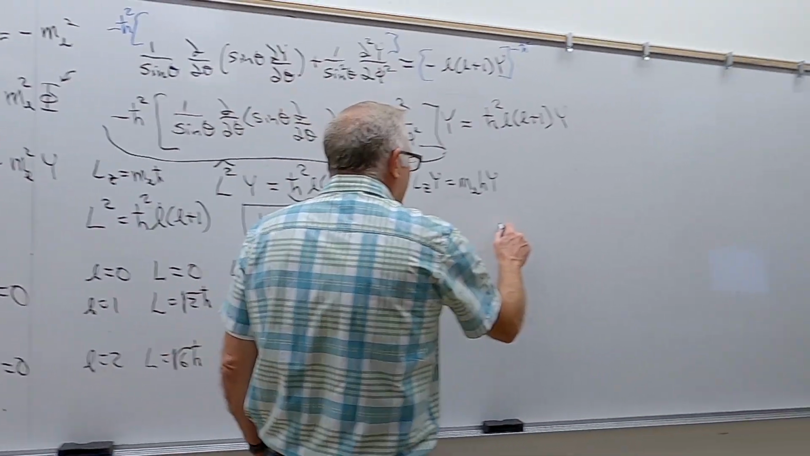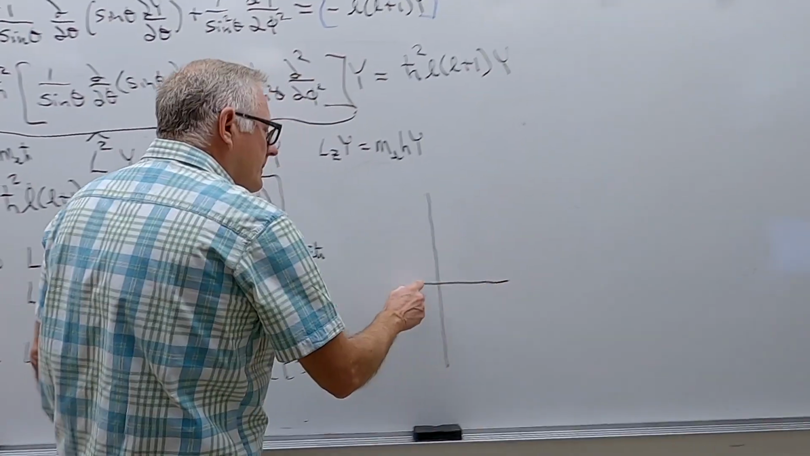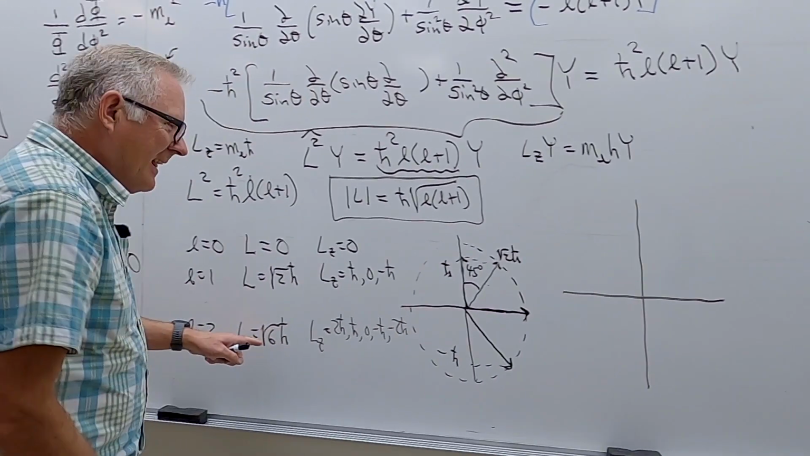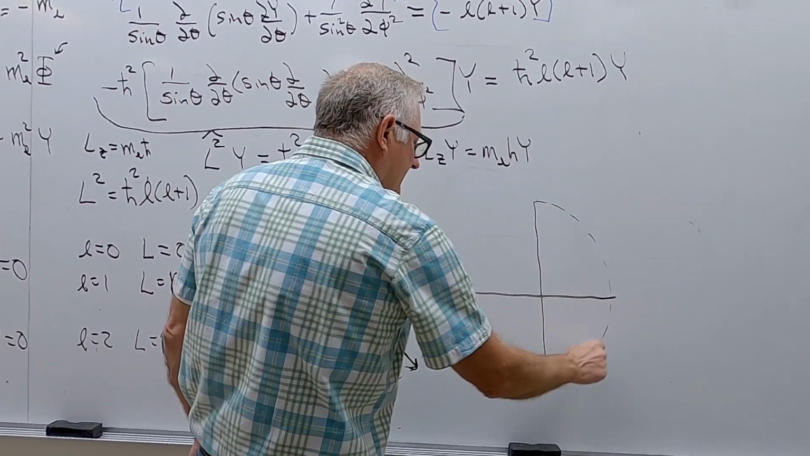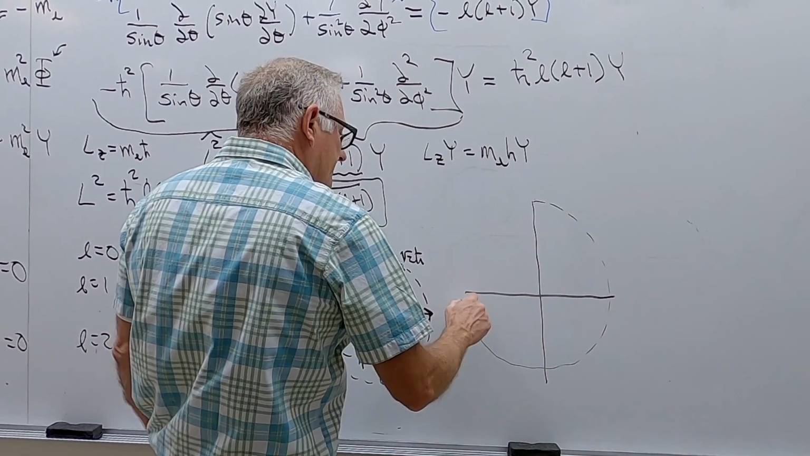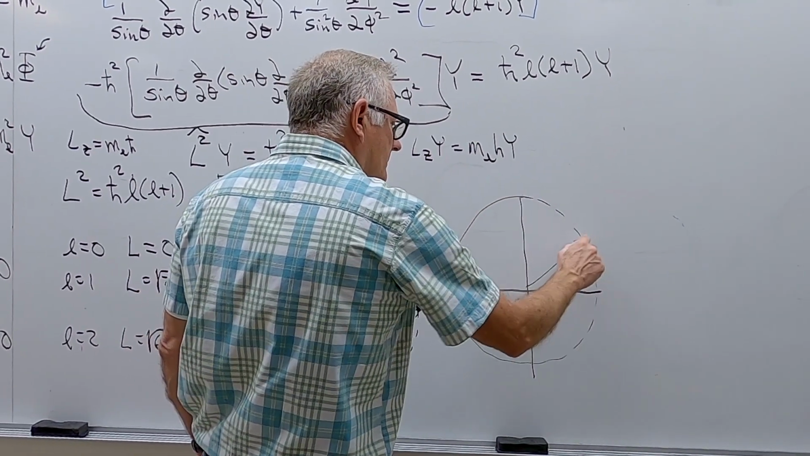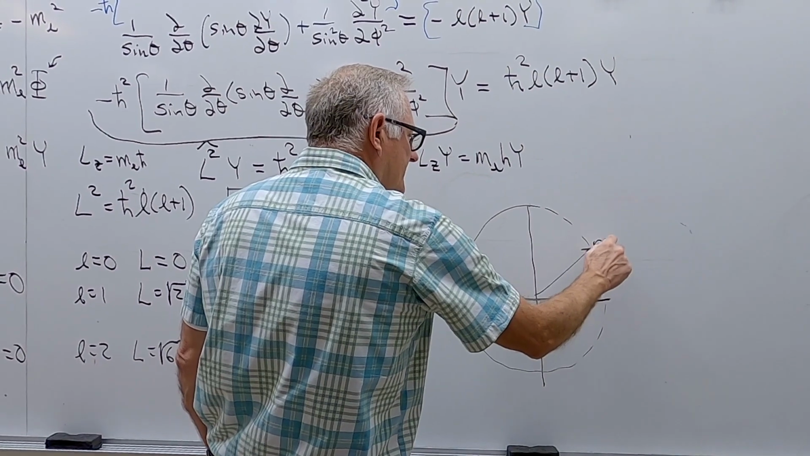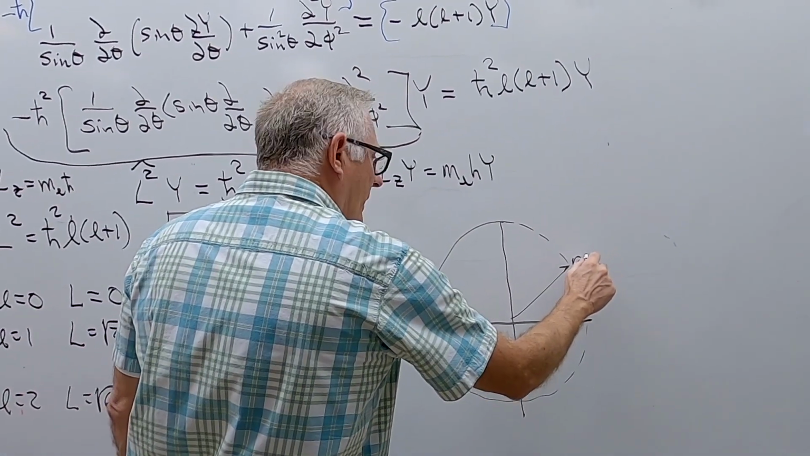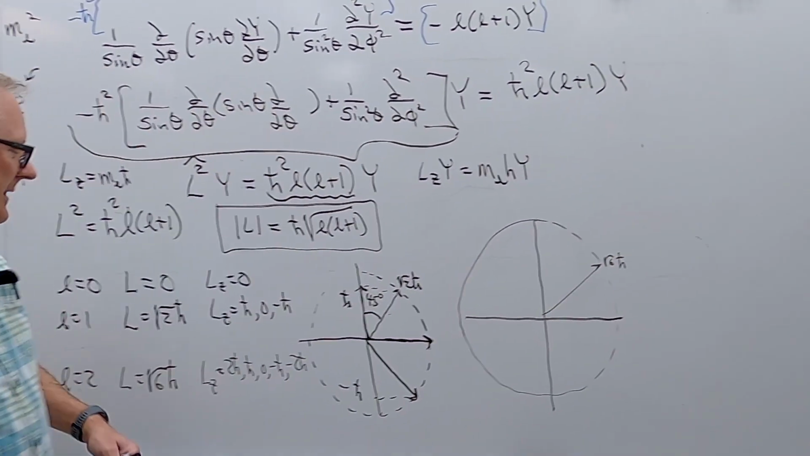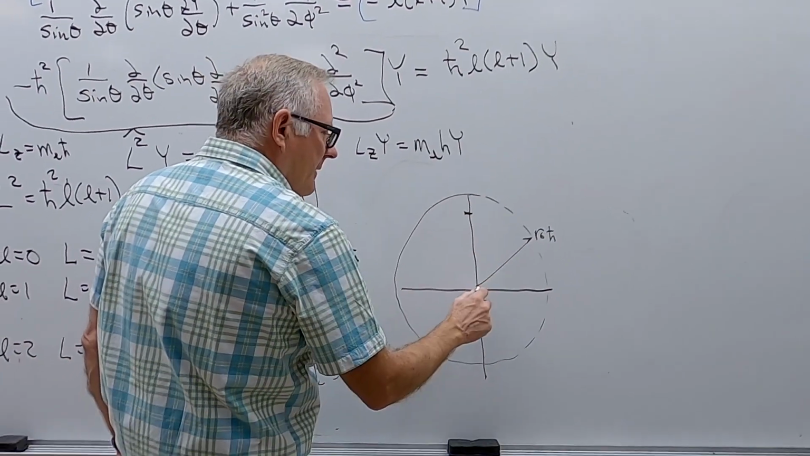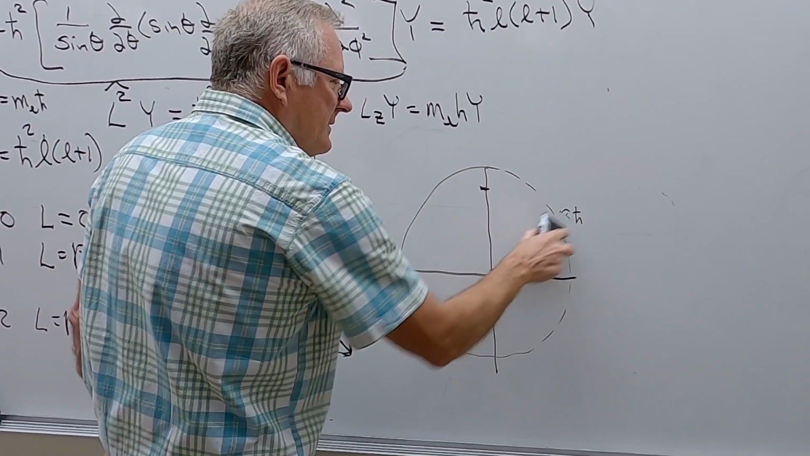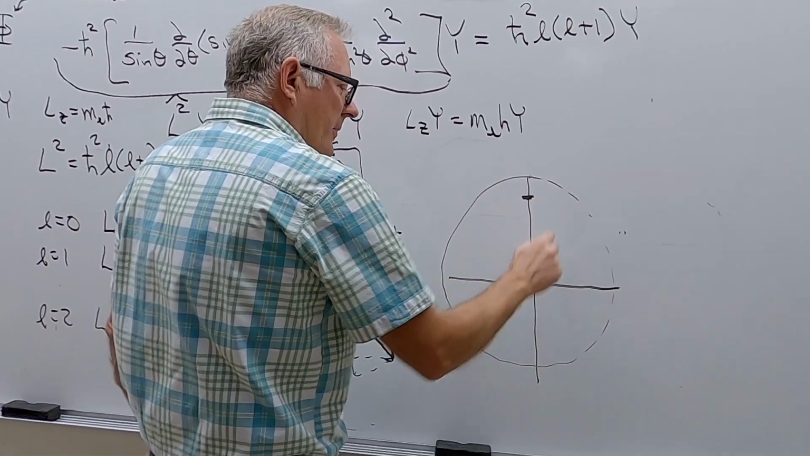So for that case, think of the sphere with radius square root of 6 h bar. But the z component can be 2 h bar, so maybe I should bring it up here a little bit higher. So it's at 2 h bar. 2 is probably about right there.